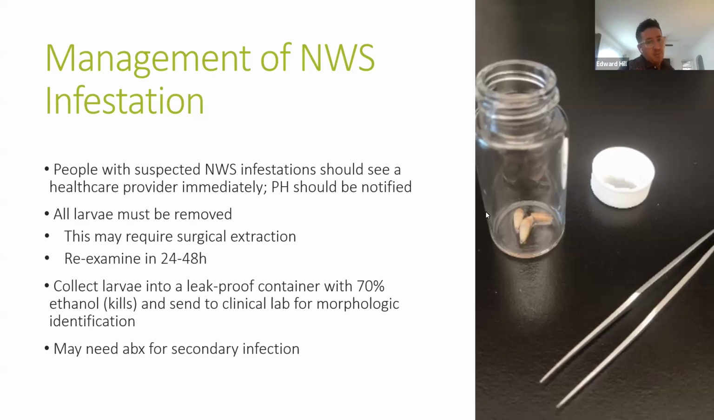And then the CDC makes the point to not put the larvae outside in the trash bag. We just need to kill it right away. So just put it in a leak-proof container with ethanol. It should kill it, and then send it to the lab for identification. And then these patients will most likely need antibiotics for treatment of secondary infections.